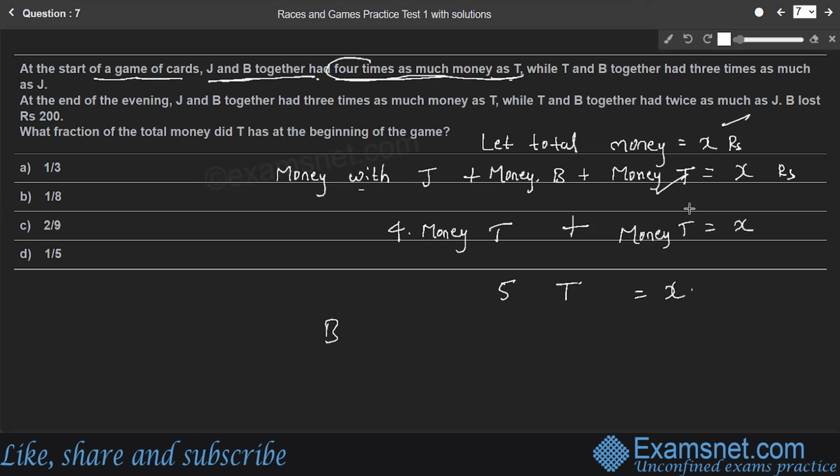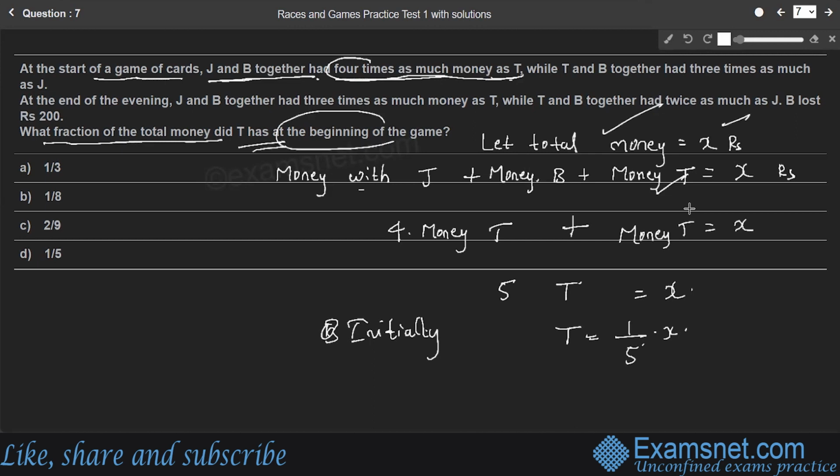Initially, we are talking about their initial money. So money with T is equal to 1 by 5th of X, 1 by 5th of the total money. That's the answer to what fraction of the total money T had at the beginning of the game. At the beginning, T had 1/5 of the total money. Therefore, option D is the right answer.